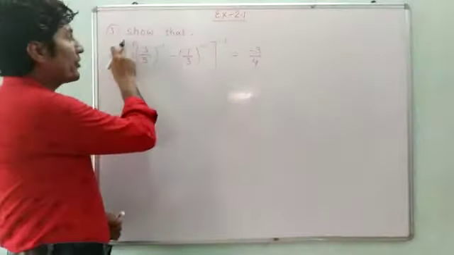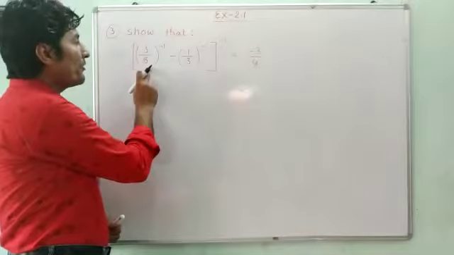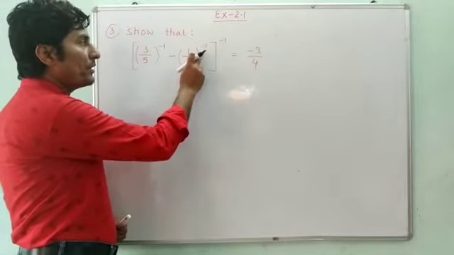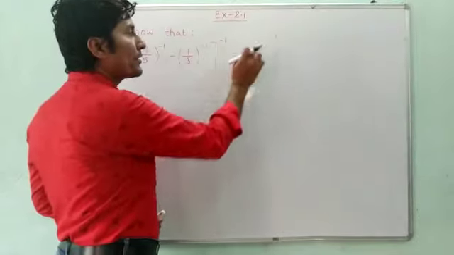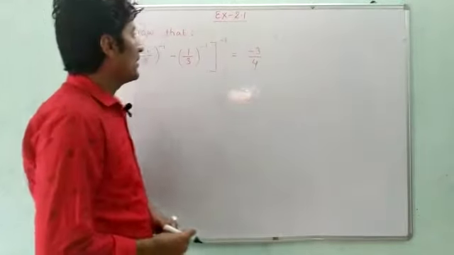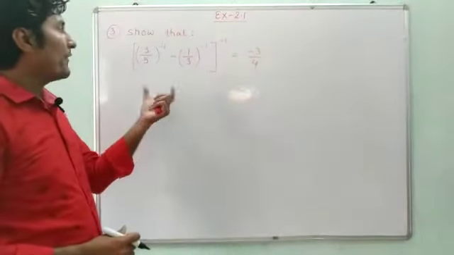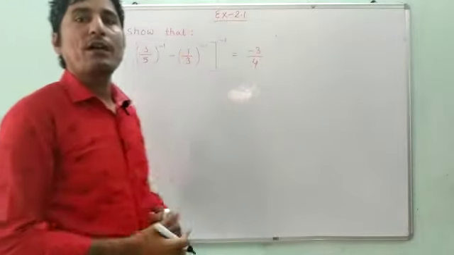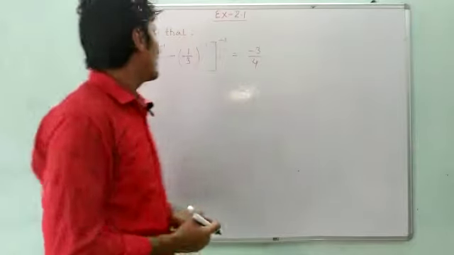Now let us see the third question. Show that 3 upon 5 to the power minus 1 minus 1 upon 3 to the power minus 1 whole to the power minus 1 equals to minus 3 upon 4. To prove this question, first of all, we have to convert all the negative exponents into the positive exponent.